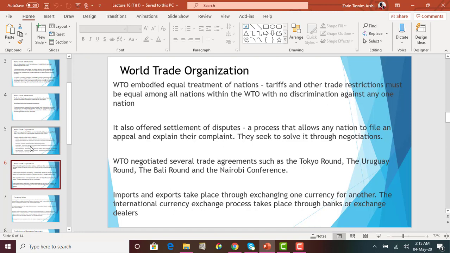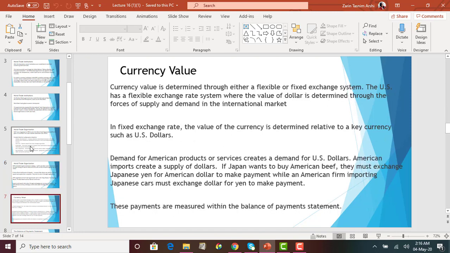The WTO negotiated several trade agreements, such as the Tokyo round, the Uruguay round, the Bali round, and the Nairobi conference. These are some of the trade agreements negotiated and completed by the World Trade Organization, and they have been very successful. Imports and exports take place through exchanging one currency for another, because different countries have different currencies. So when imports and exports take place, there is an exchange of currency as well. That's why the exchange rate is also very important when we are considering trade.